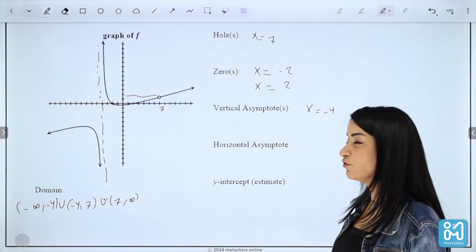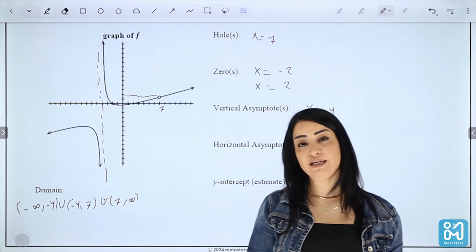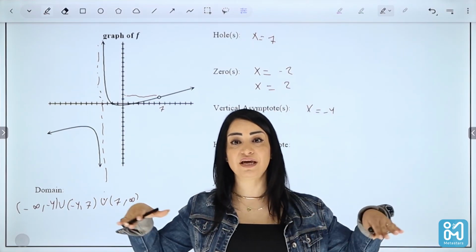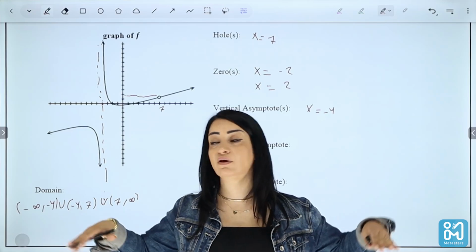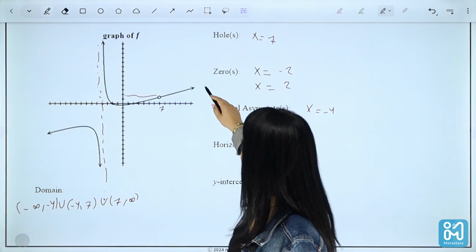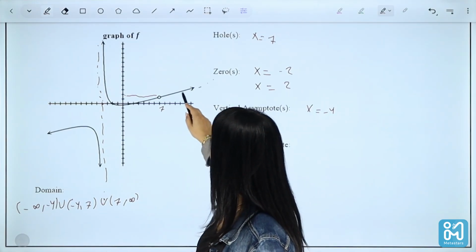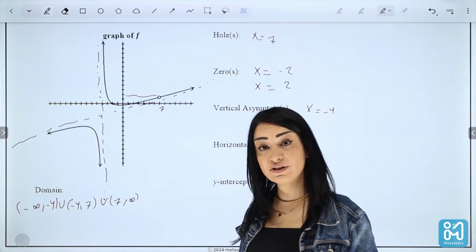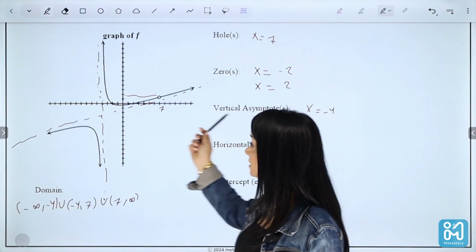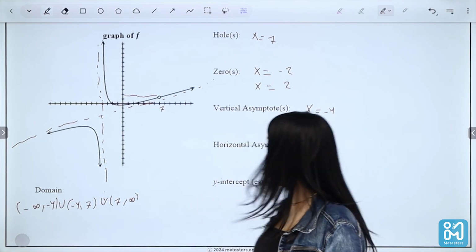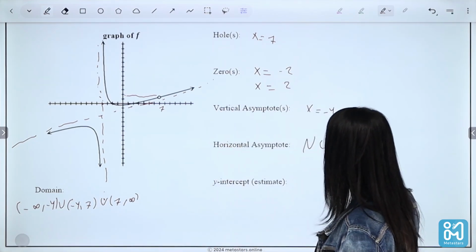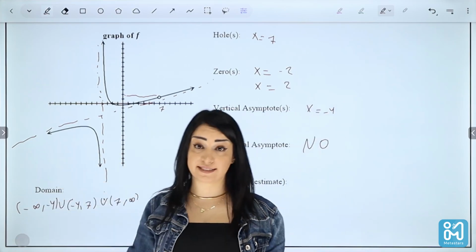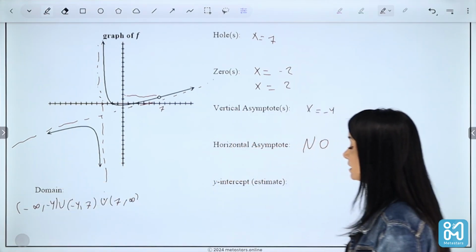So actually, if we have a horizontal asymptote, the end behavior from right and left, or left and right, is going to the same end behavior, or going to the same line. But what we can see here is that the end behavior is going in a different direction. So we can say here that we don't have any horizontal asymptote. Actually, here we have what? A slant asymptote more than a horizontal asymptote.